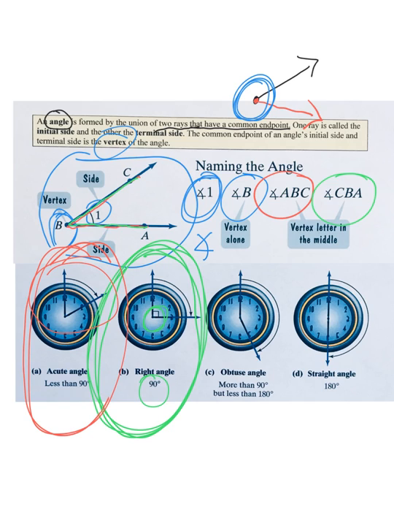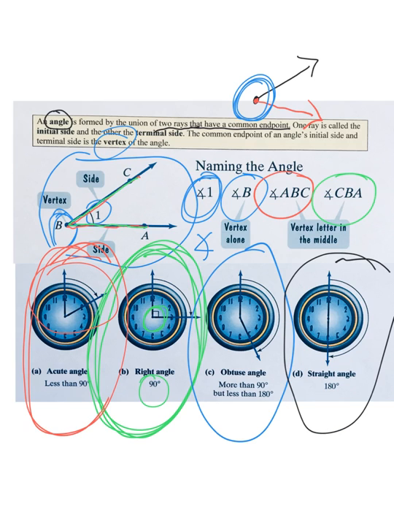If I look at example C, obtuse means it's bigger than 90 degrees, but less than a straight line, less than 180. So anything bigger than 90, but less than 180 is obtuse. And then finally, example D, any straight line, we could call it a straight angle, is 180 degrees. And we're going to be coming back to this vocab a lot, not just in this video, but in the next section's video as well. So it is important to keep in mind.